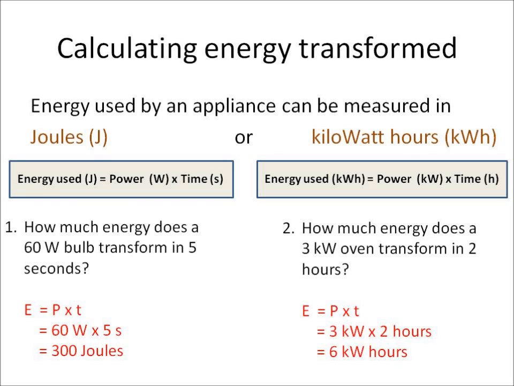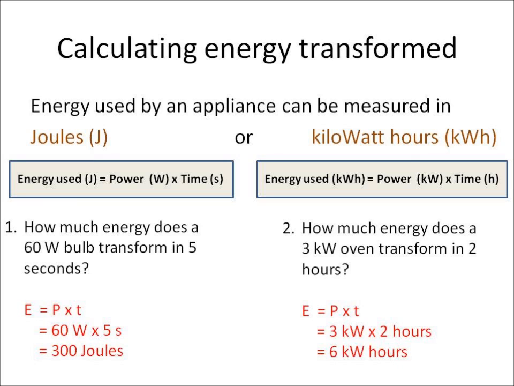Here we're going to calculate energy in joules. So we use power in watts and time in seconds. So joules equals watts times seconds. Here's a question. How much energy does a 60 watt bulb transform in 5 seconds? And the answer is 60 watts times 5 seconds, which is 300 joules.